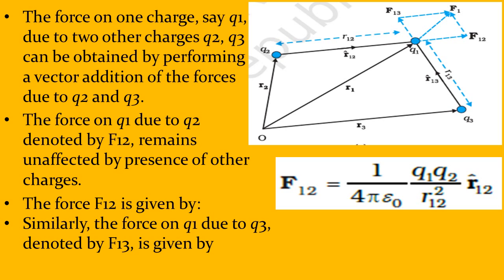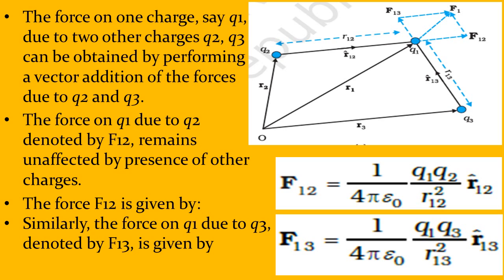Similarly, I can calculate the force on q1 due to q3. And I know you would have guessed it by now. Again, it's given by Coulomb's law. F13, force on charge 1 due to charge 3 is the constant 1 upon 4 pi epsilon naught, the magnitude terms q1, q3, product of charges, divided by r13 square, the distance from charge 1 to 3 square. This whole thing is the magnitude of the force. And what gives it the direction? Unit vector r hat 13.